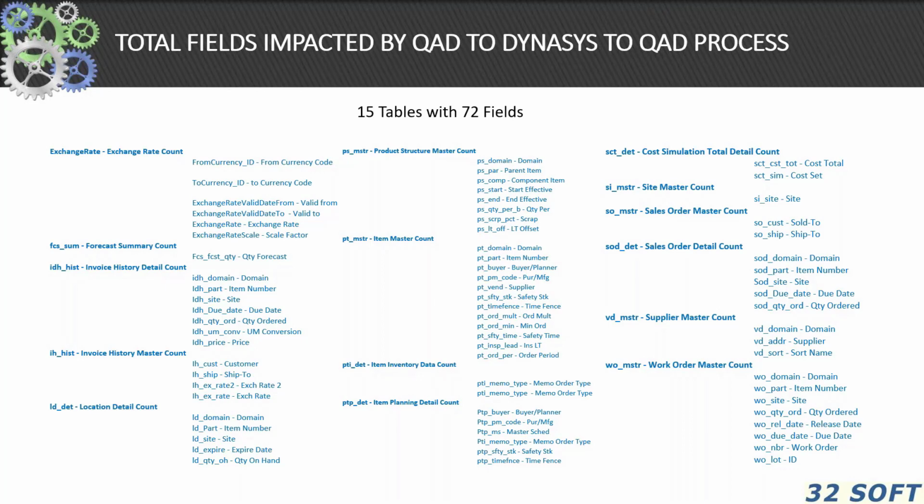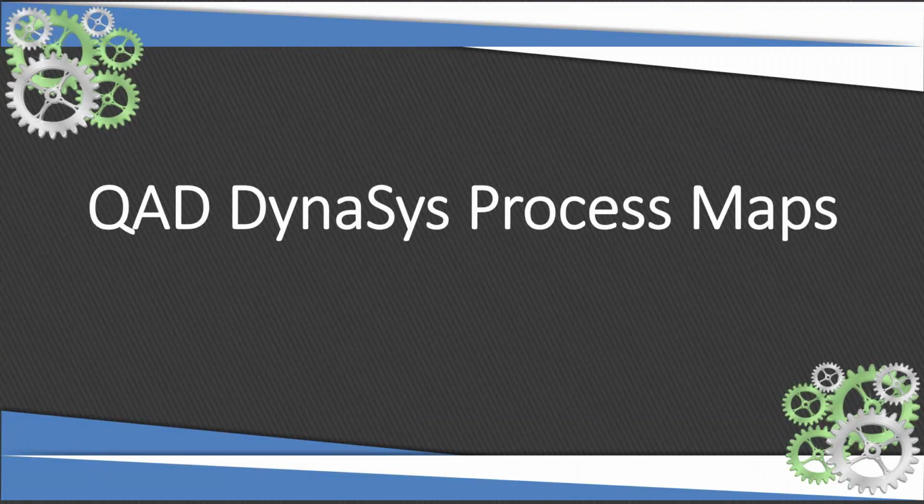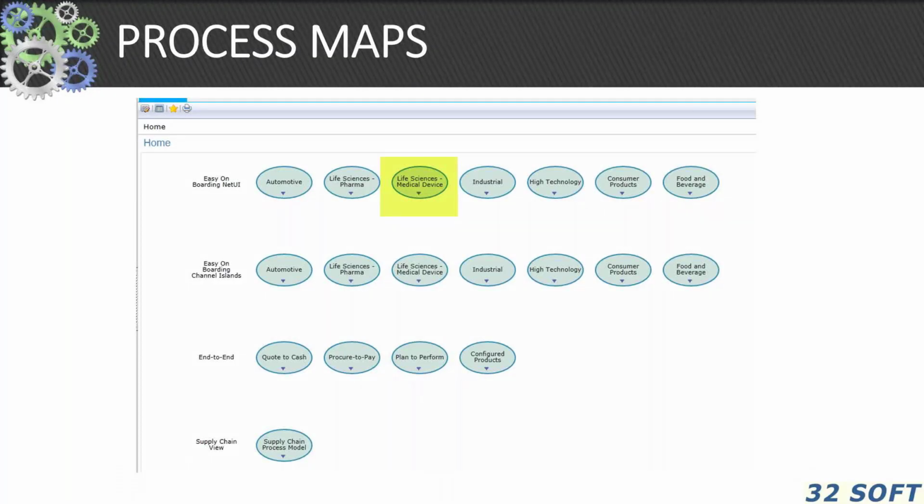There are 72 fields in 15 tables that are impacted by the QAD to Dynasis input process. You need to understand each of these fields, their possible values, and how they interact with QAD and the Genesis or Dynasis planning process. Let's take a quick look at the process maps that exist in QAD for Dynasis to get an idea of the flow.